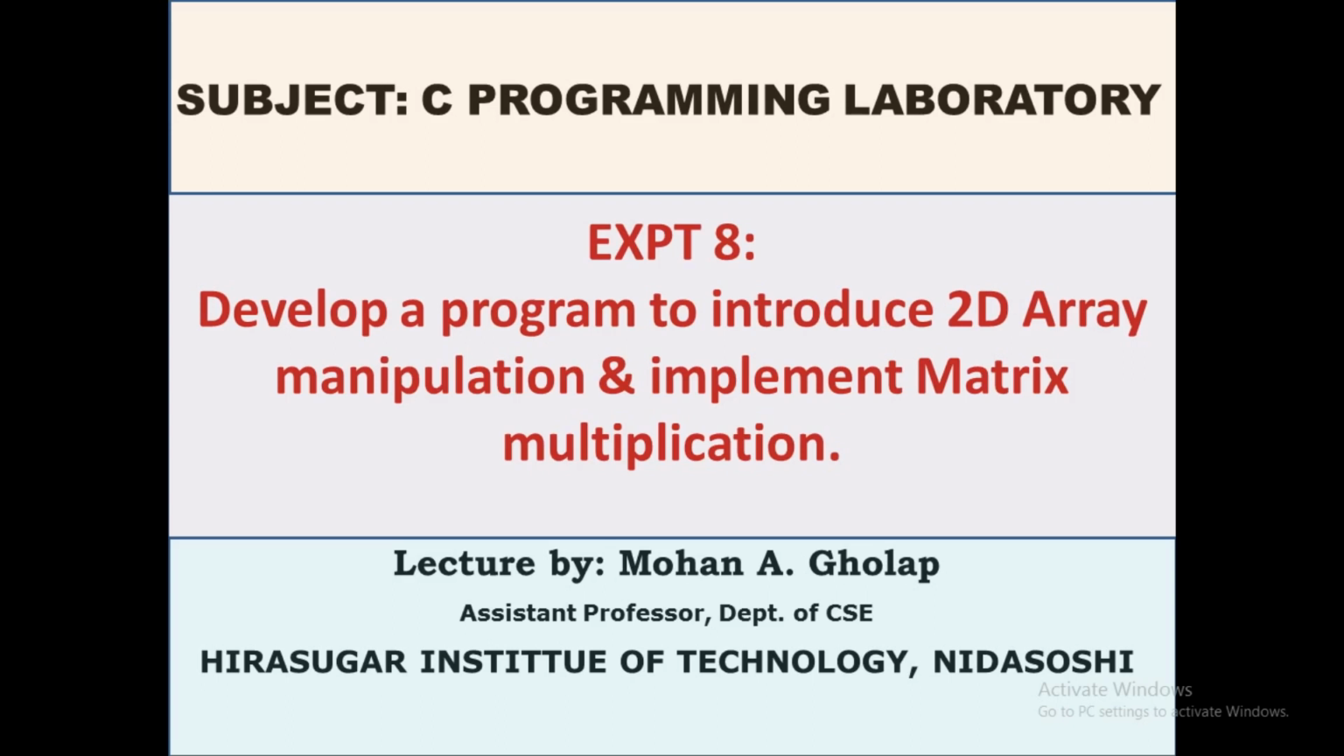After this we have to implement matrix multiplication. What is a matrix? A matrix is again a collection of rows and columns. That's why, to represent a matrix in C, we have to use a two-dimensional array. So there is an interlink here. We have to introduce the two-dimensional array and implement matrix multiplication. Let us see how it is done.